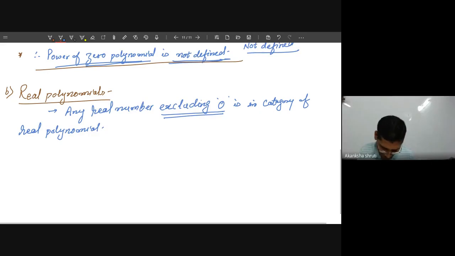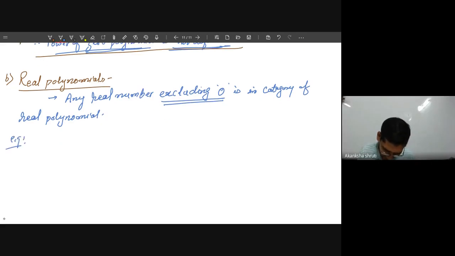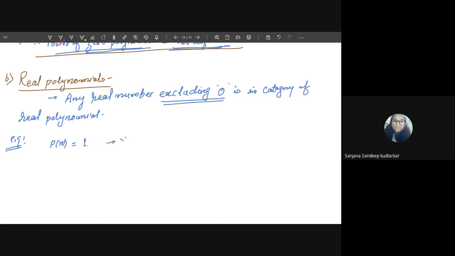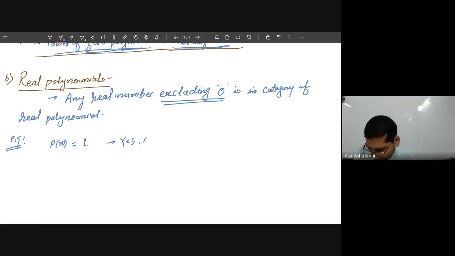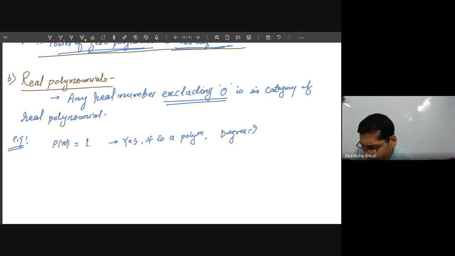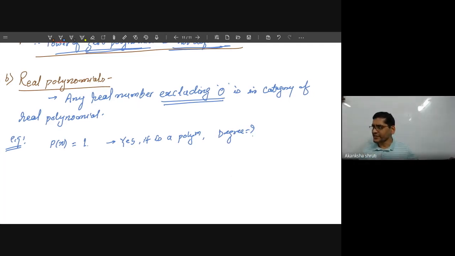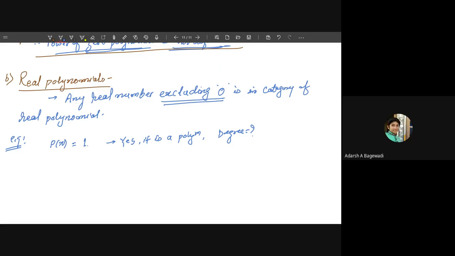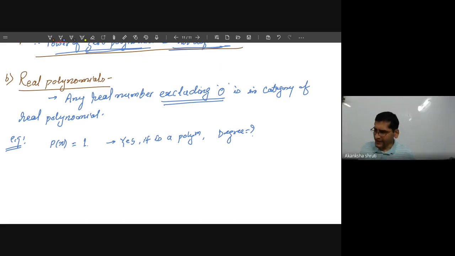Students, what example can I write? If anyone is saying, say P(x) is equal to simply 1, whether it is a polynomial or not? Yes, it is a polynomial. When it is a polynomial, then the question is what is its degree? Can any one of you tell me what is its degree? One?